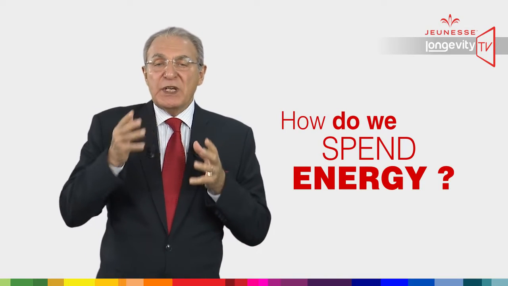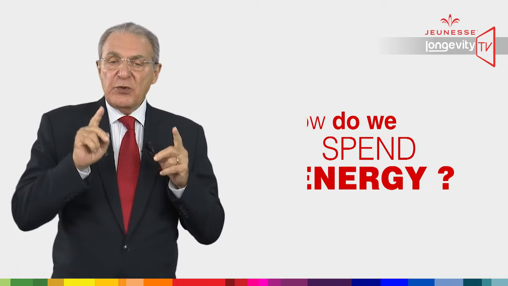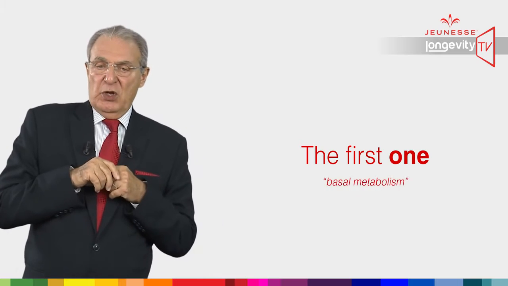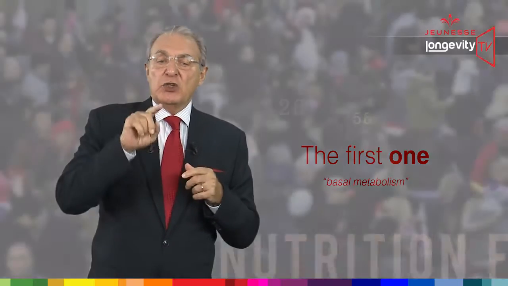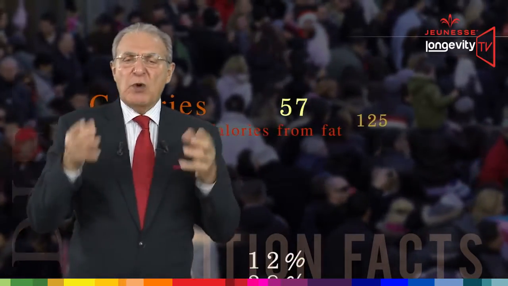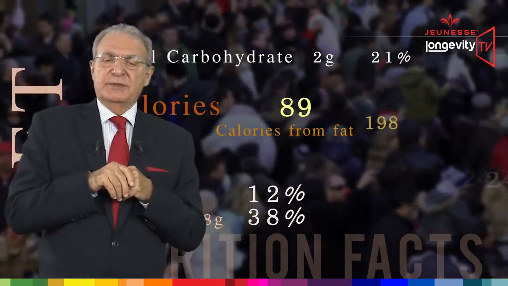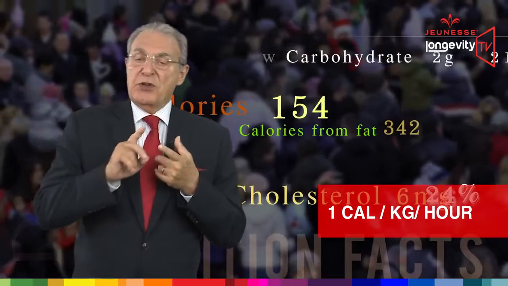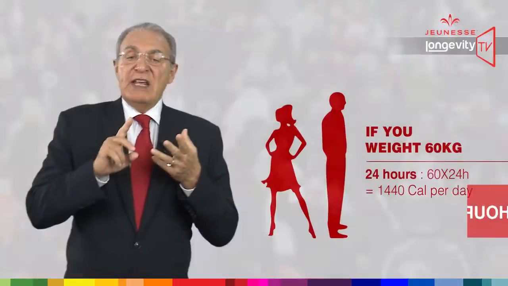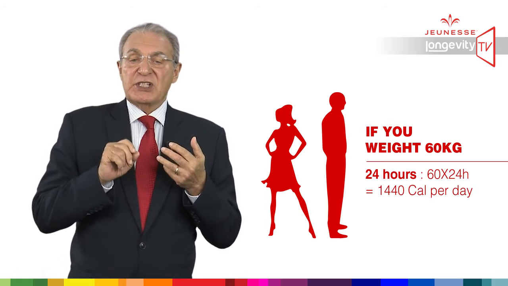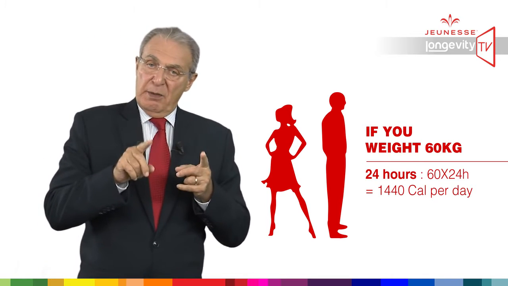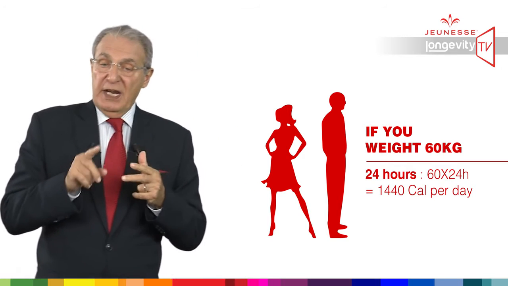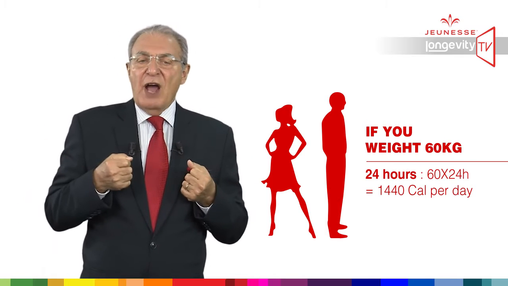Now, how do we spend energy? There are 3 ways to spend energy. The first one is what we call basal metabolism, which is the necessary energy required to get our body working and all our millions of chemical reactions working properly. This requires approximately 1 calorie per kilo per hour. So if you weigh 60 kilos, you will spend in 24 hours 60 multiplied by 24, equal to 1,440 calories per day. And this is good news because you have no control over that.